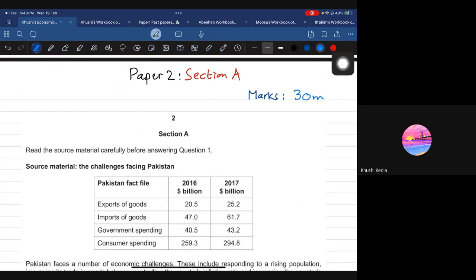So there are 30 marks, and the time that we have here is 45 minutes. I've never attempted any of the section A of paper two, so I'm really confused for section A of paper two, especially. Don't worry. Once we do this, you will have a perfect idea how to do it, right?